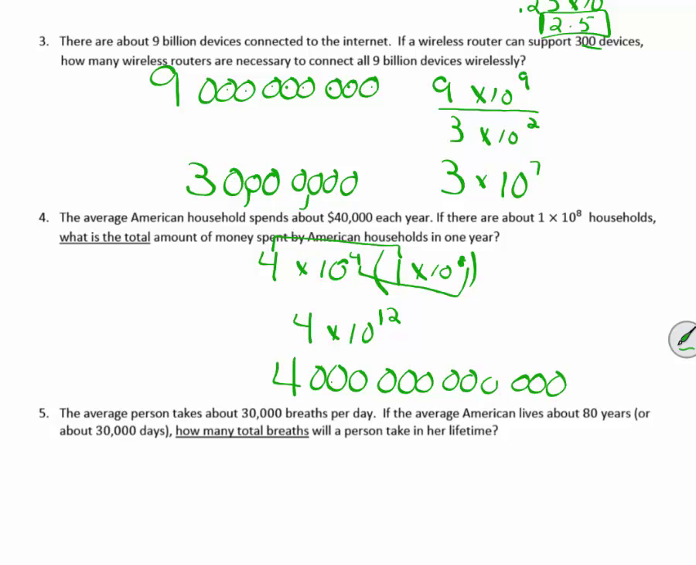All right, so that's a lot of money. The average person takes about 30,000 breaths per day. If the average American lives about 80 years, or about 30,000 days, how many total breaths will they take? Same idea. We're going to write it as a power of 10: 3 times 10 to the 1, 2, 3, 4, times 3 times 10 to the 4th. We multiply our coefficients, 9. Keep your base. 4 plus 4 is 8. 9 times 10 to the 8 breaths.